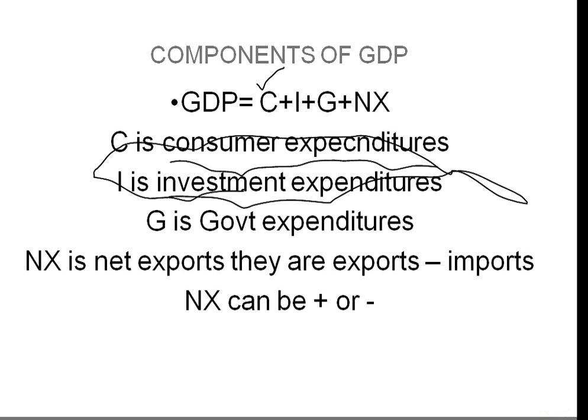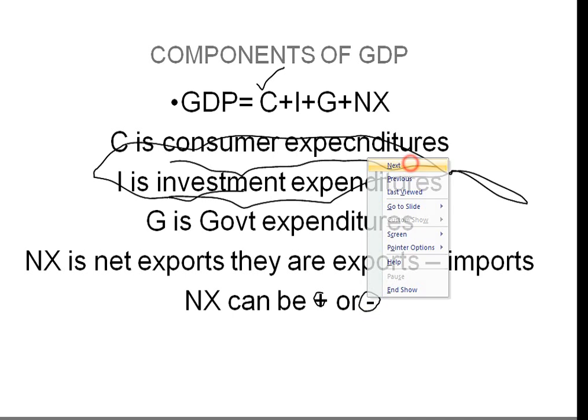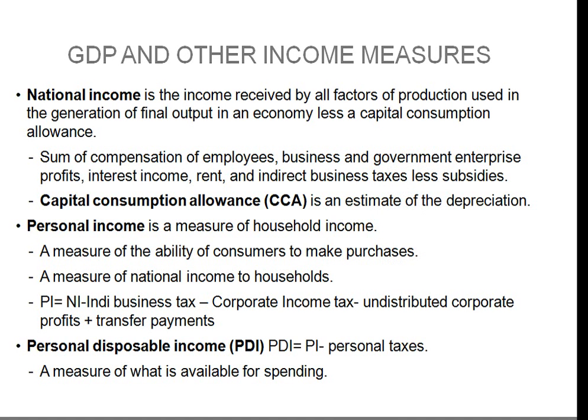G is the government expenditure. Whatever is spent by the government is called G. NX is the net export, equal to exports minus imports, and this can be positive. If we have more exports, we come up with a positive sign. If we have more imports, then it will be negative. It means we are going to spend more on foreign goods.